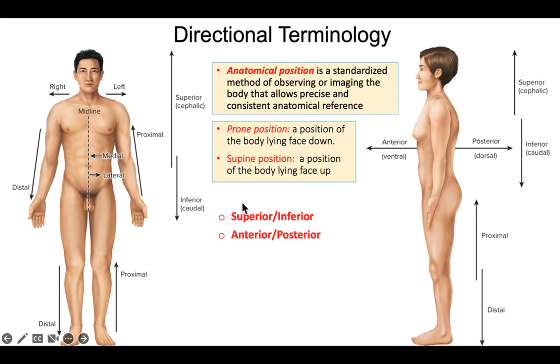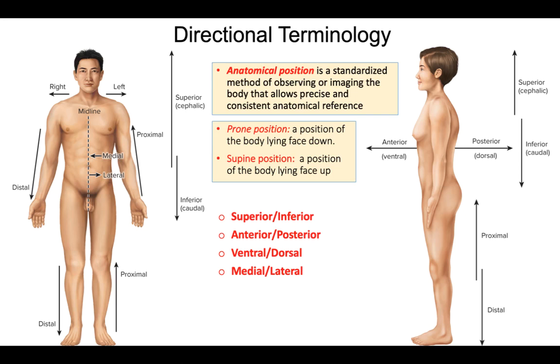The next pair are anterior and posterior. So anterior means you're closer to the front of the body. Posterior means you're closer to the back of the body. Other synonyms for this include ventral and dorsal. So ventral also means closer to the front. Dorsal means closer to the back. Sometimes we use anterior, posterior. Sometimes we use ventral, dorsal. You're going to want to know both sets.